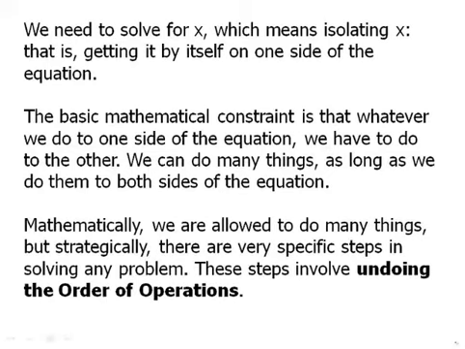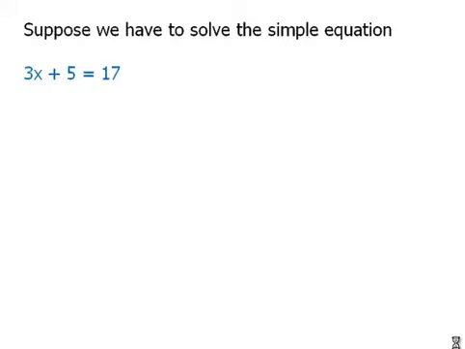Mathematically, we are allowed to do many things, but strategically, there are very specific steps in solving any problem. These steps involve undoing the order of operations. So it's very important to have this distinction of what is mathematically allowed, that's a broad field of possibilities, versus strategically what are the best steps to solve the problem. So suppose we have to solve this simple equation, 3x plus 5 equals 17.